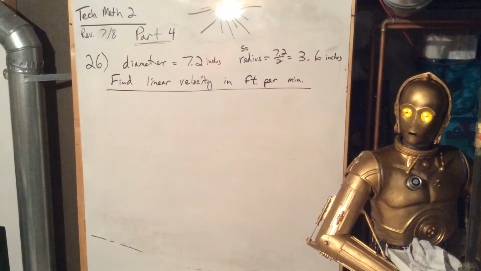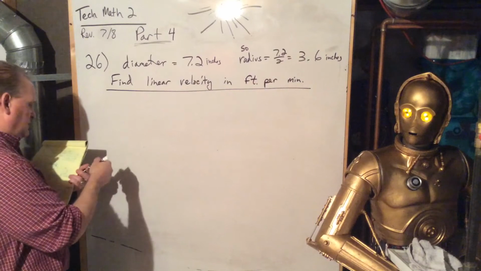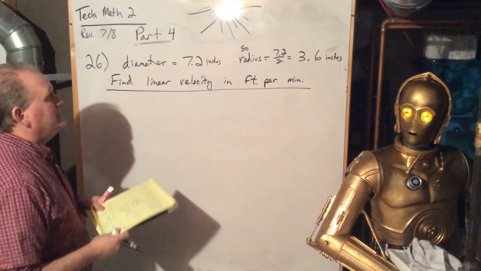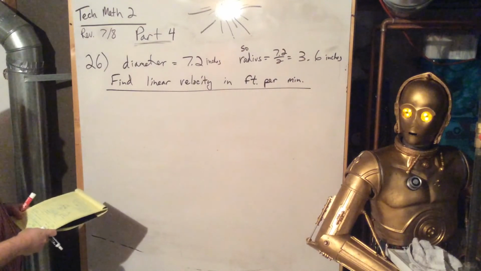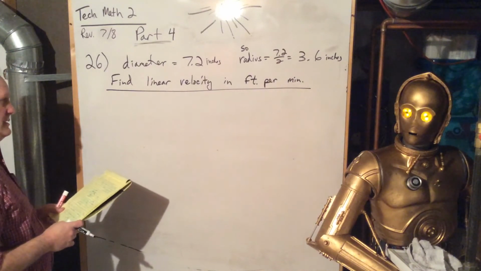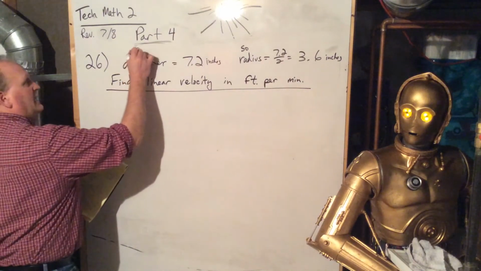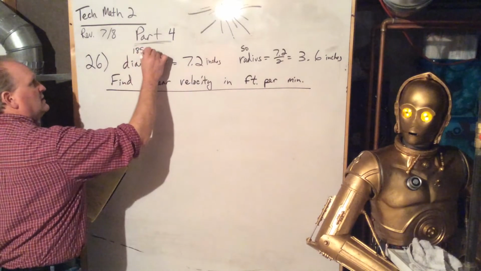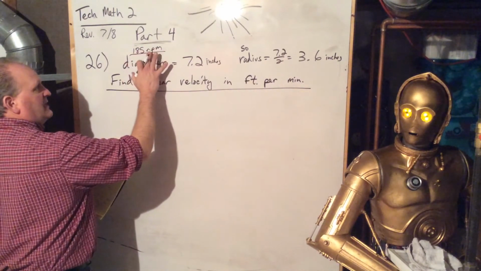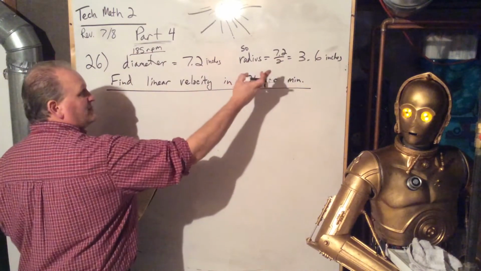Okay, Tech Math 2, Review 7-8, Part 4, the last final part. Alright, so we're looking at number 26 on the review. It's a diameter of a grinding wheel, and it's spinning around at 185 RPMs. And they want us to transform it from RPMs to linear velocity in feet per minute.